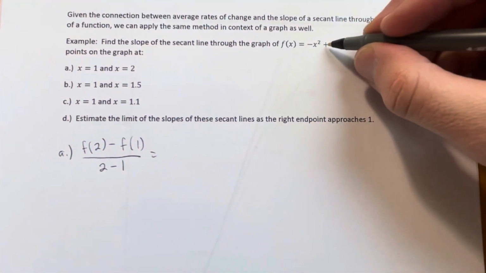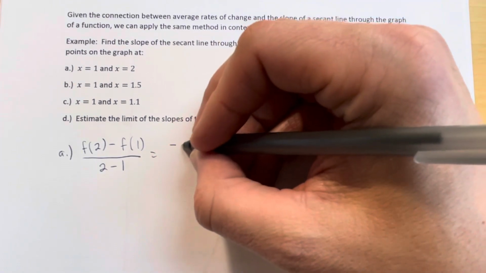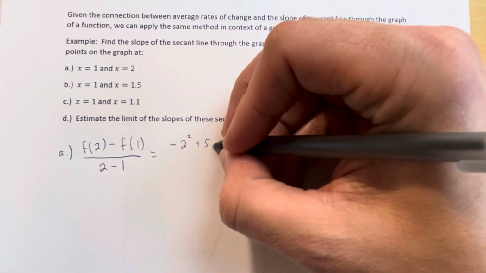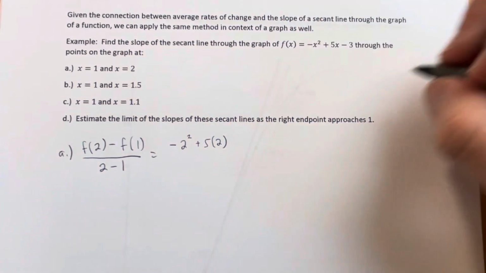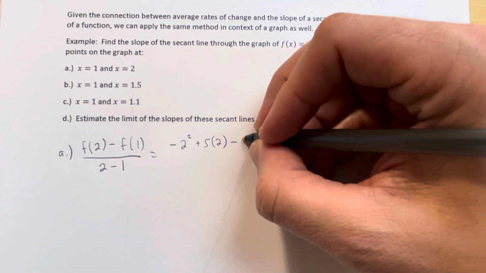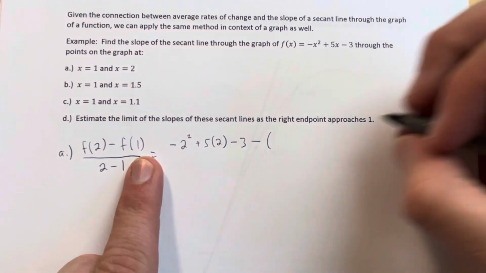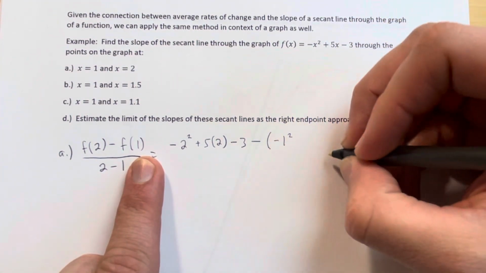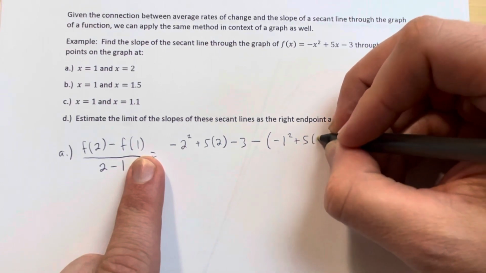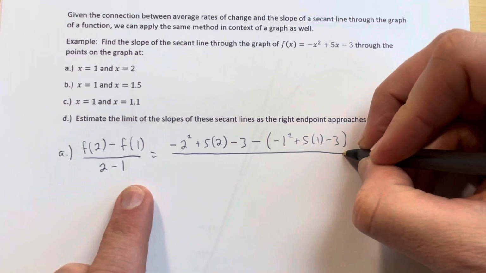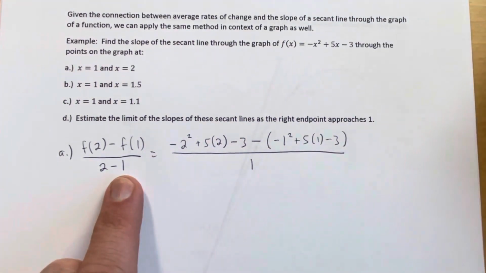Well, here's the function we're working with, negative x squared, so that would be negative 2 squared, plus 5x, so that's 5 times 2. Sorry, my dog's kind of whining in the background. Minus 3, and then I'm going to subtract from that the same function but with a 1 plugged in. Negative 1 squared plus 5 times 1 minus 3. And that goes over 2 minus 1, which that's just 1. Okay?